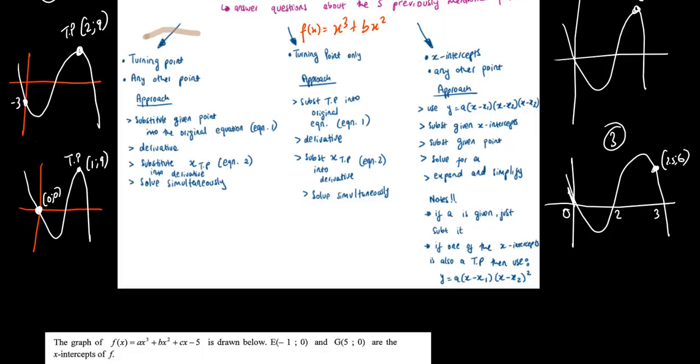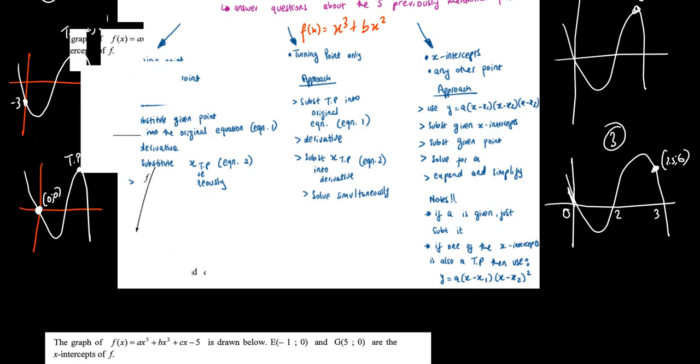Very very nice question. And by looking at it, guys, do you think it falls under category number 1, meaning this one, whereby you have a turning point and any other point, or turning point only, or x-intercept? So let's see. Where does it fall under? Can you just type it for me there? I would be really interested to hear your thoughts on it.